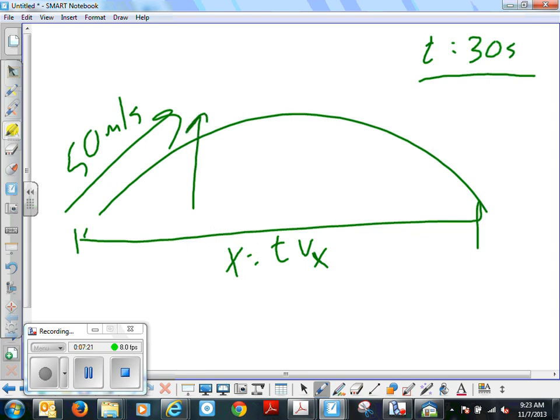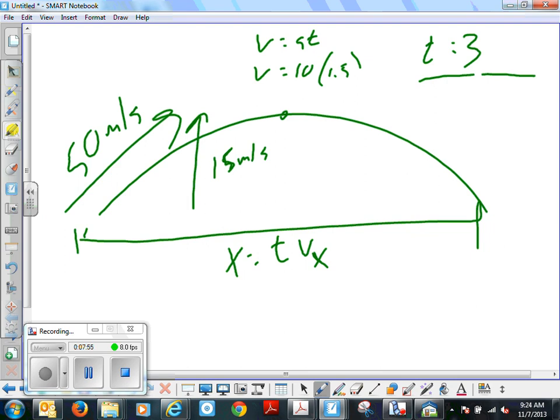So we'll say this here is 150, wait, 15, yeah, this is not a real problem, is it? That's too much time for that vector. Let's change this to 3 seconds. Okay, 3 seconds. So it takes 1.5 seconds to get to the top, right? So V equals AT, V equals 10 times 1.5, 15 meters per second.